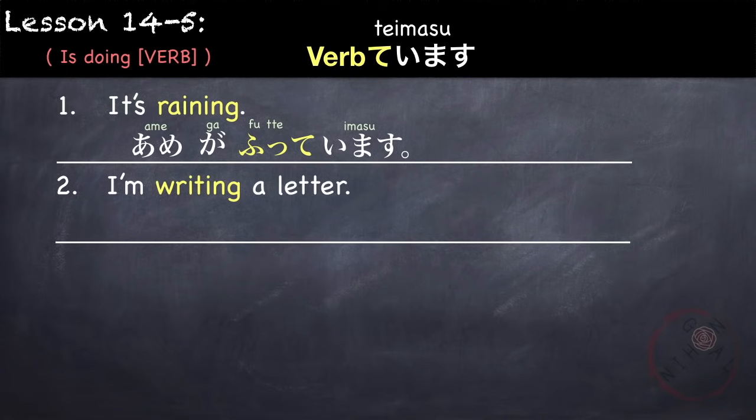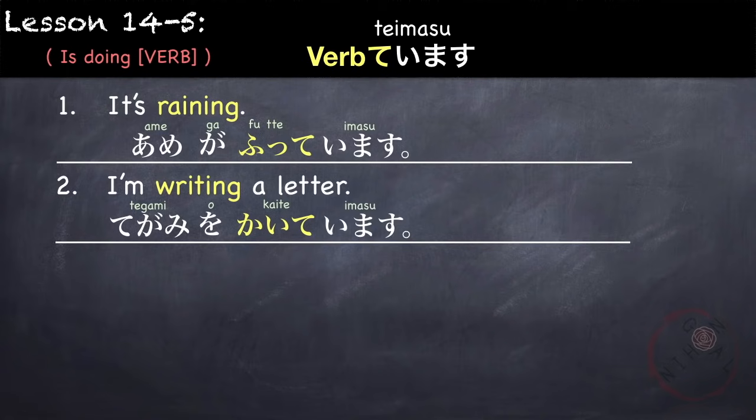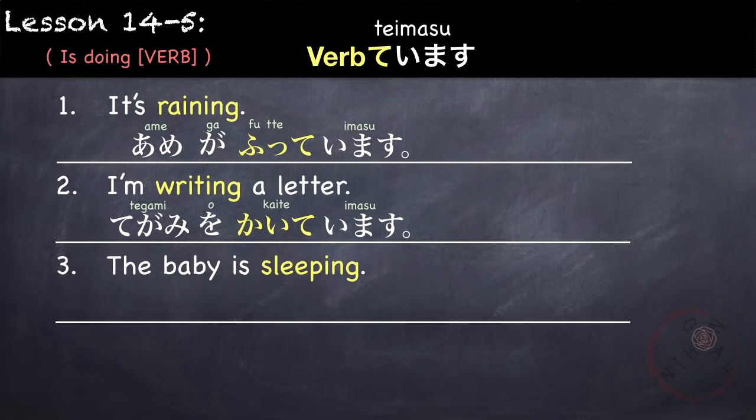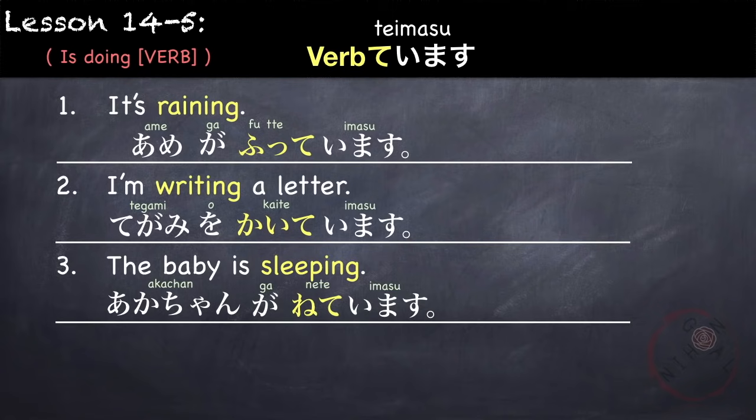I'm writing a letter. Letter is tegami. O. Writing or write is kakimasu. In te form, it becomes kaite. Tegami o kaiteimasu. The baby is sleeping. The baby is akachan. Ga or wa. Sleeping or sleep. Sleep is nemasu. In te form, it becomes nette, followed by imasu. Akachan ga nette imasu.